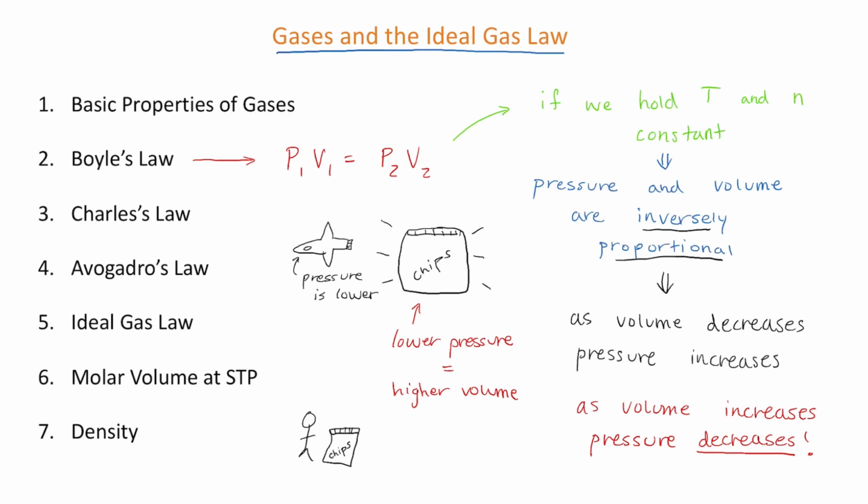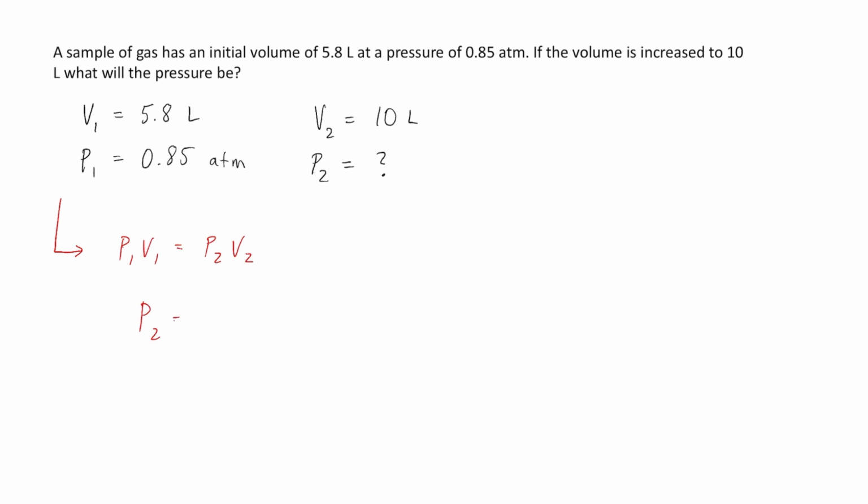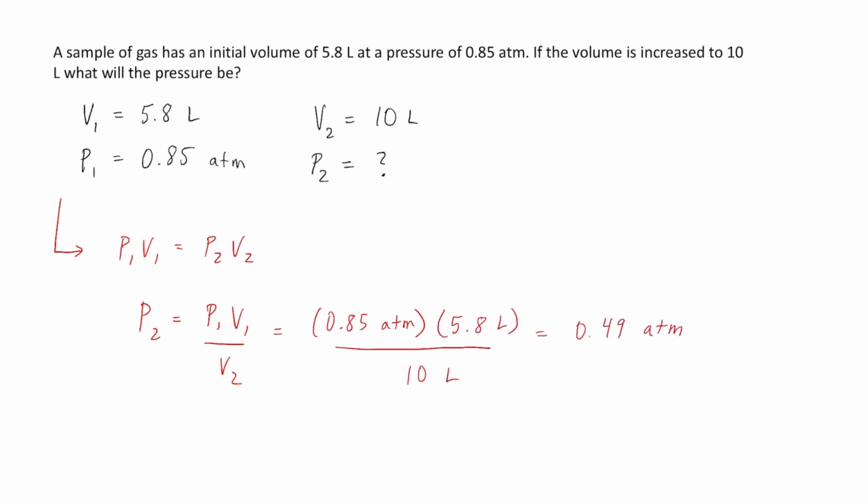Now let's do a quick example to practice using this equation. Here we have a sample of gas which has an initial volume of 5.8 liters and is at a pressure of 0.85 atmospheres. If the volume is increased to 10 liters, we want to know what will the pressure be. Well, all we need to do is use our P1V1 is equal to P2V2 equation. We can rearrange for P2, then plug in our values, and when we do the math, we find that the pressure would have decreased to 0.49 atmospheres.